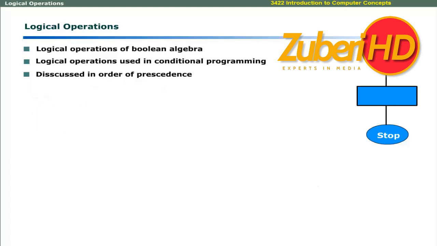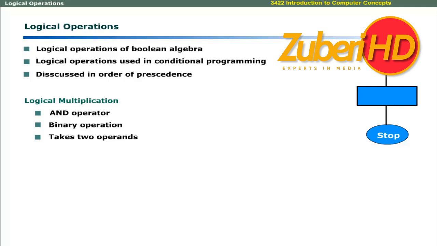The second logical operation is logical multiplication. AND operator is used for this operation. It is a binary operation and takes two variables. AND operation is represented by a dot. The result of logical multiplication is a logical value.